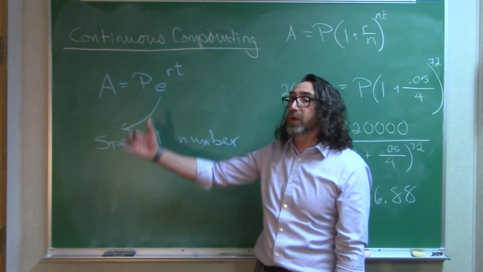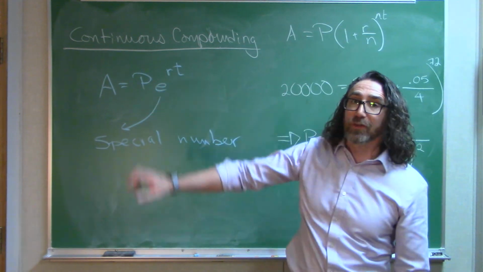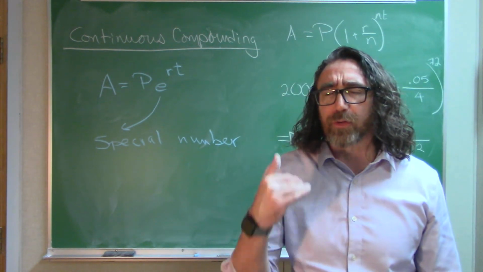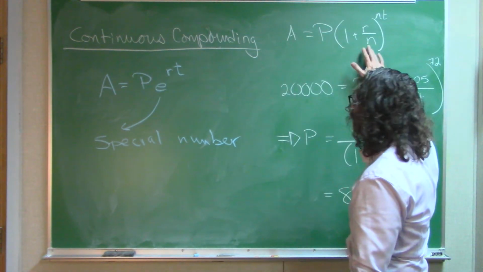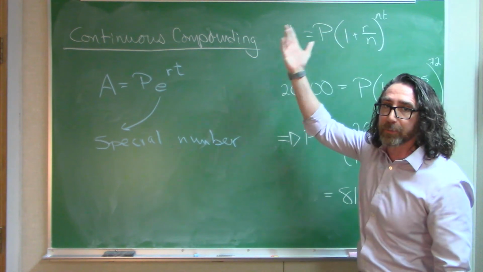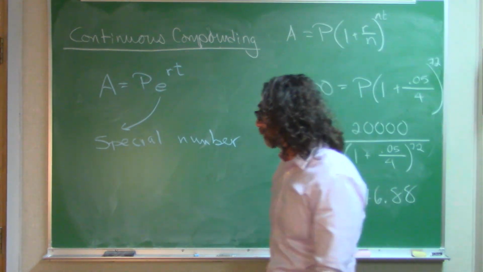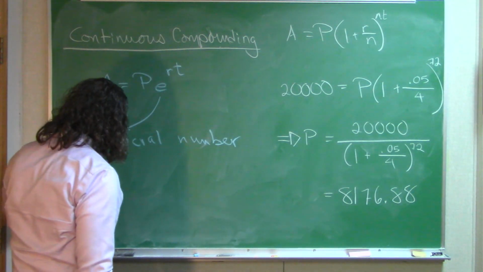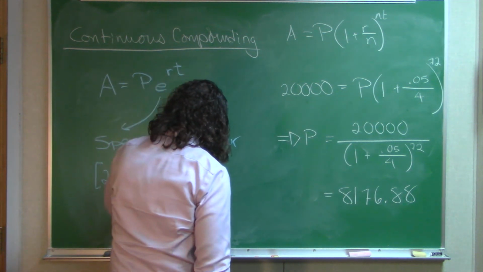E is a special number, and if you take calculus, you'll learn why this has to be the formula for continuously compounded interest. Continuously compounded interest is always being compounded. So it's like we take the limit in this formula as n gets bigger and bigger and bigger, and it actually approaches a definite value, this number E. You can get it on your calculator by pressing the second key and then using the ln key.